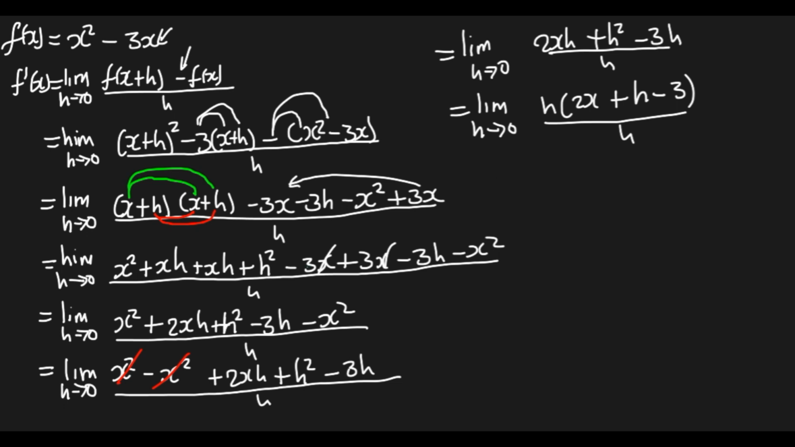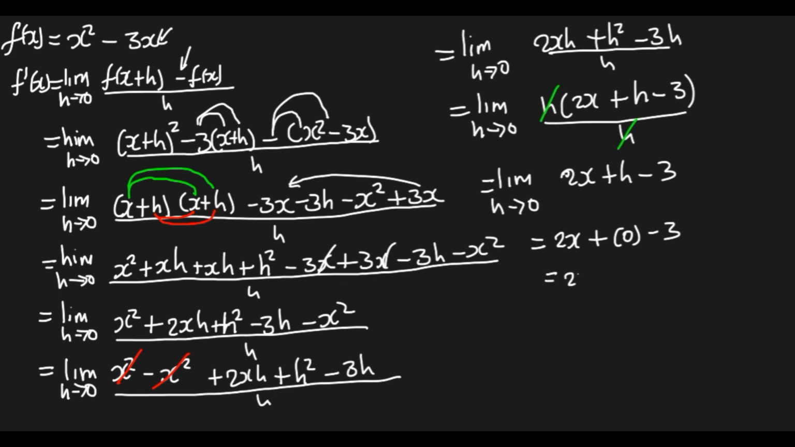Now after we are done factorizing, we can cancel our h. Then from there we have limit as h tends towards 0, then 2x plus h minus 3. There is no over this time since we have removed the h. Now upon reaching here, we can now substitute where there is h with 0, since we are saying as h approaches 0. So this will give us 2x plus 0 minus 3. Then our final answer is 2x minus 3.